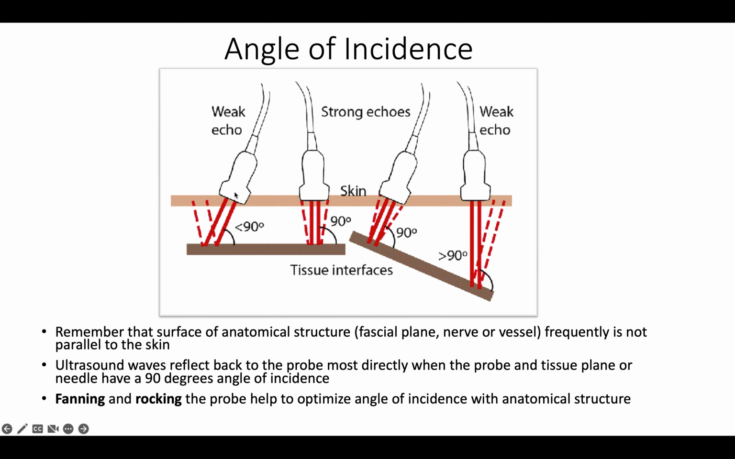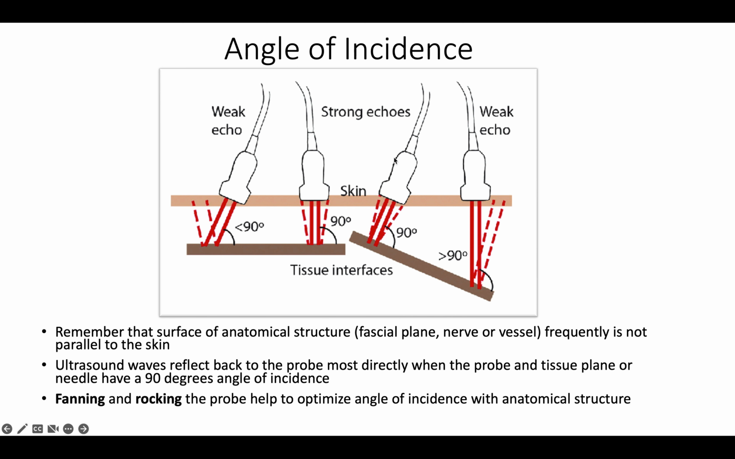So the best echo coming back will happen when angle of incidence between ultrasound beam and a tissue is close to 90 degrees. If angle of incidence is different, you'll see that a lot of echo actually will go away from the probe, and it will definitely weaken the returning signal and will affect our image.